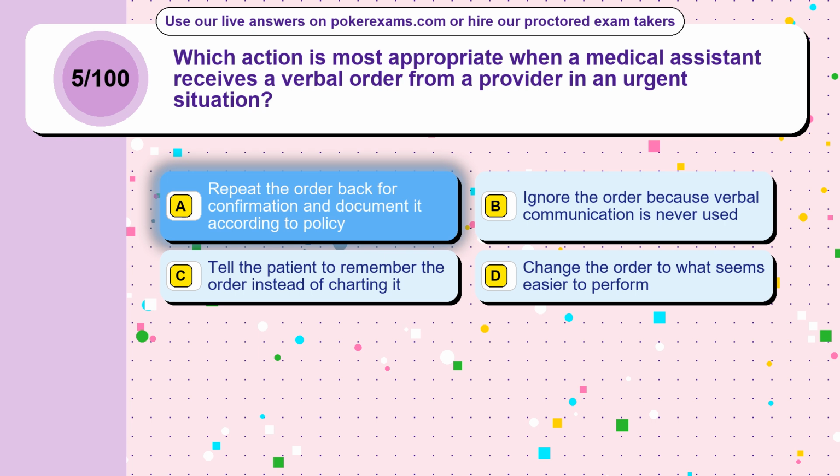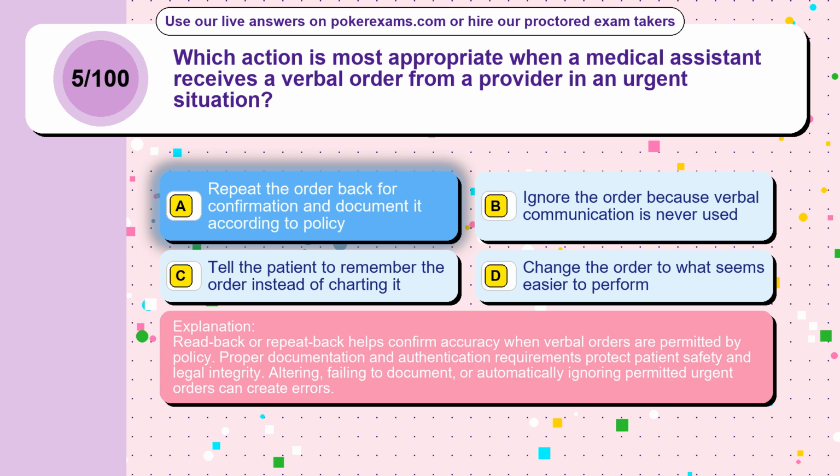Repeat the order back for confirmation and document it according to policy. Read back or repeat back helps confirm accuracy when verbal orders are permitted by policy. Proper documentation and authentication requirements protect patient safety and legal integrity. Altering, failing to document, or automatically ignoring permitted urgent orders can create errors.